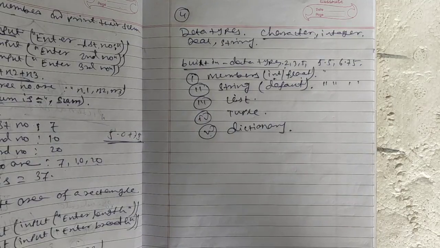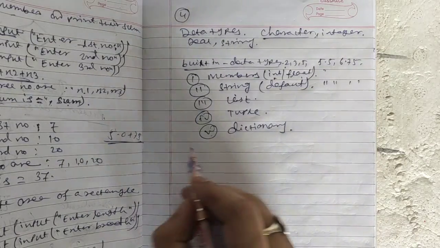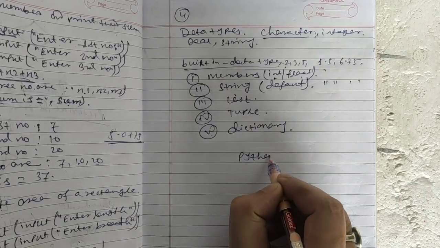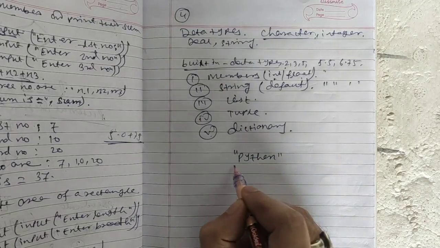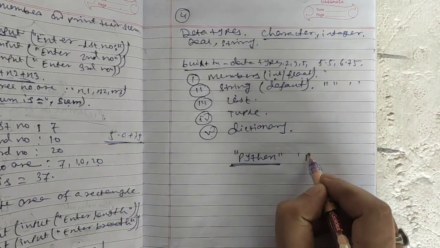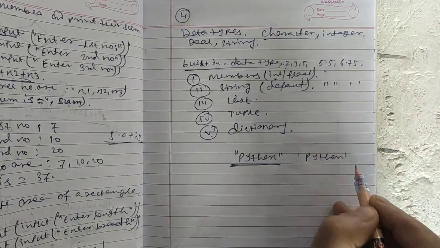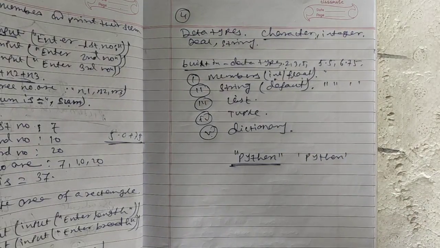A Python string is a sequence of characters and each character can be individually accessed using its index. Suppose we write Python in double quotes. In double quotes it is a string, or you can write it in single quotes also. Whether you write single quote or double quote, that identifies it as a string.